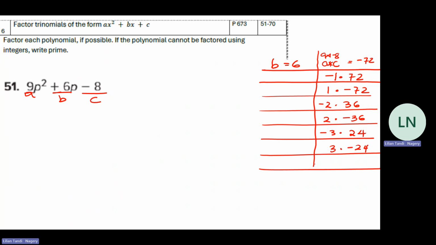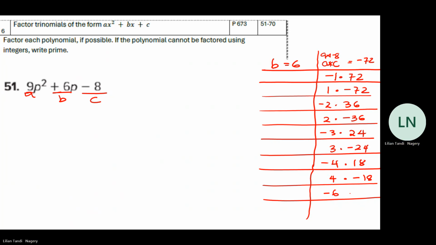Then you check if 4 goes into 72. 72 divide 4, yes, 18 times. So -4 times 18, or 4 times -18. 5 will not go, 6 will go. So -6. So 72 divide 6 is 12. So -6 times 12, or 6 times -12. Okay. Then 13 does not go.